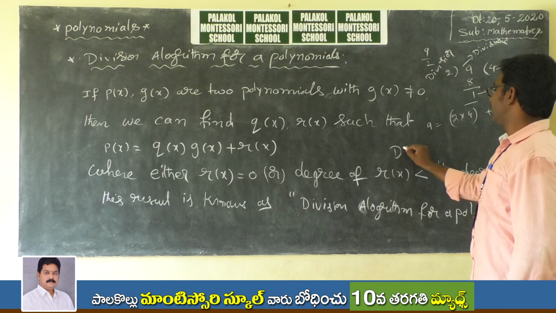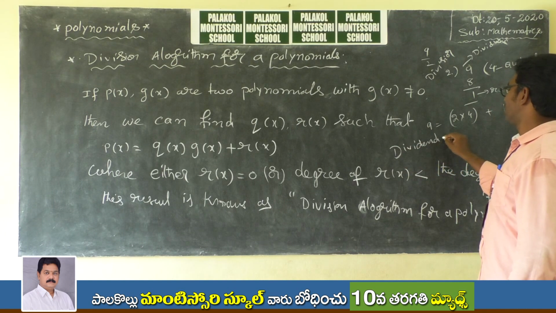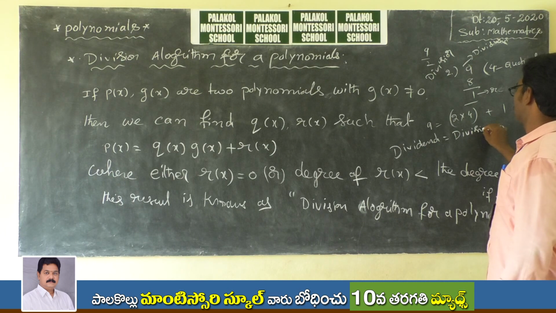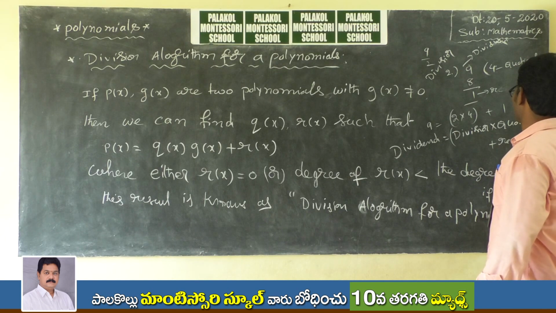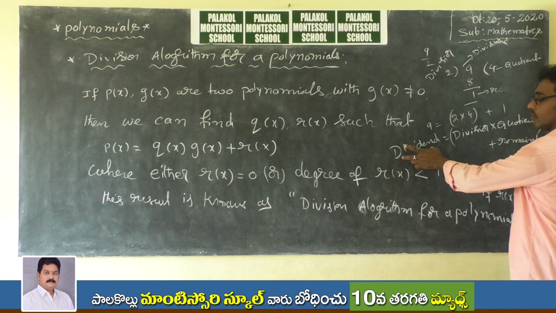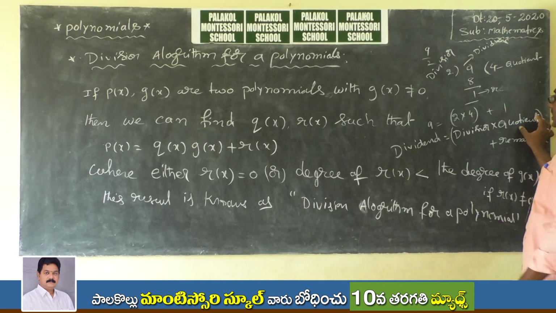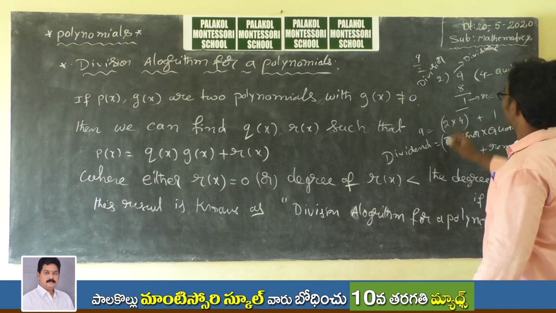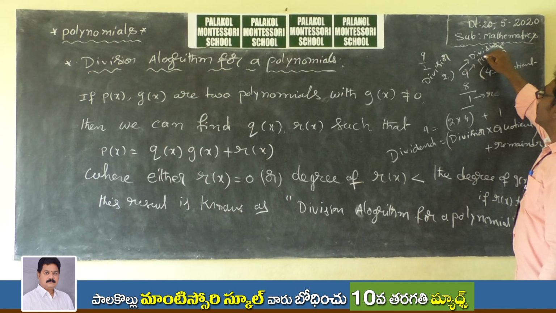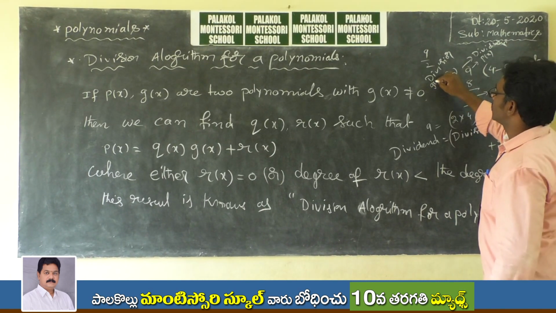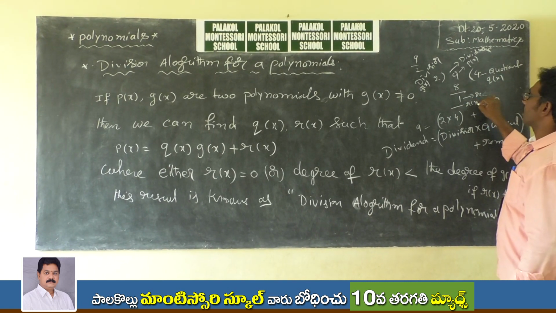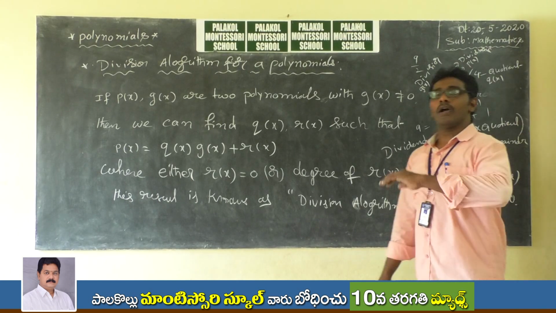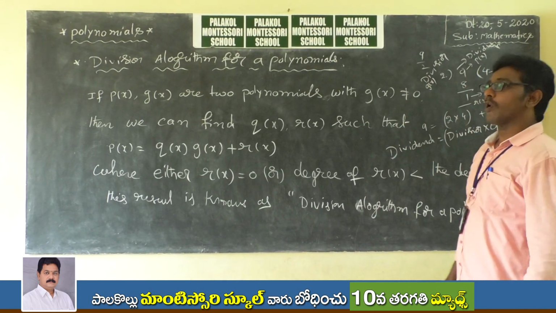That means dividend is equal to divisor into quotient plus remainder. Okay guys, dividend is equal to divisor into quotient plus remainder. Suppose this 9 you say p of x, this one you say g of x, this one you say q of x, this one you say r of x. So generally, algebraic numbers convert into polynomials.